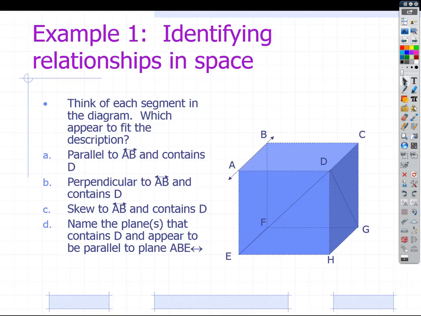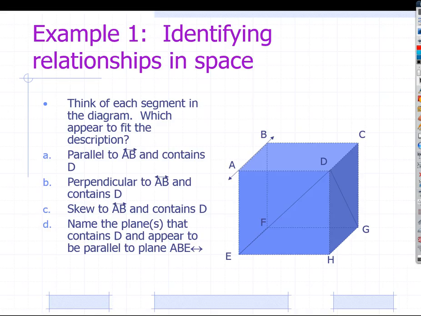Name the plane or planes that contain point D and appear to be parallel to plane ABE. How many points does it take to define a plane? 3. And there's something a little more than that. It takes 3 points, and the 3 points have to be, well, coplanar. Right, but they have to be, what else?